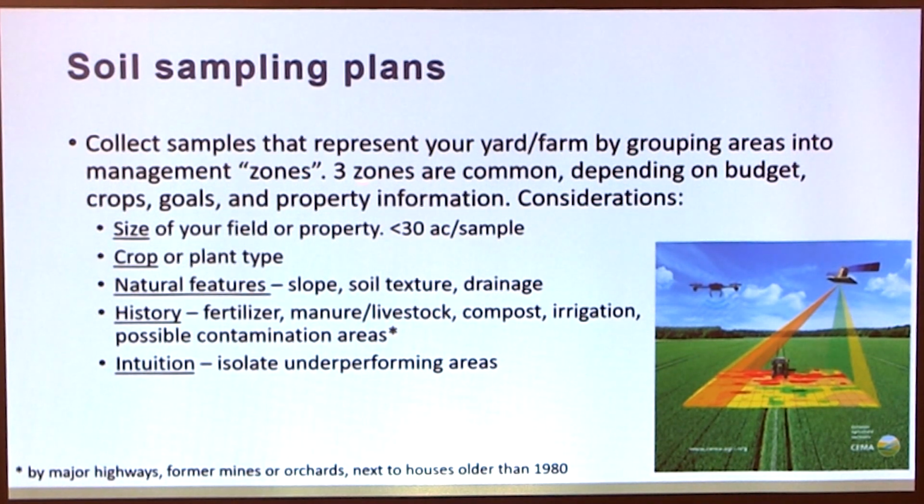I recommend trying to zone it into 3 areas. Maybe that's too much and you just want to look at one zone. But the idea is that if I were to look at my entire farm and soil sample randomly across it, I would get the average. But maybe there's a spot that's not doing well, or maybe I'm treating another area really differently. I wouldn't want the average of that. And so these are some ideas in the list to think about when you're making a zone on your property.